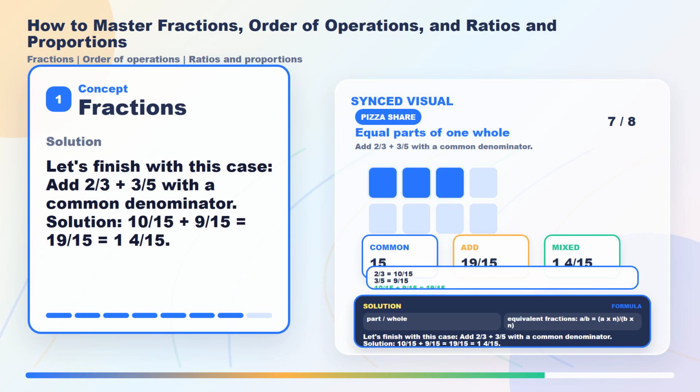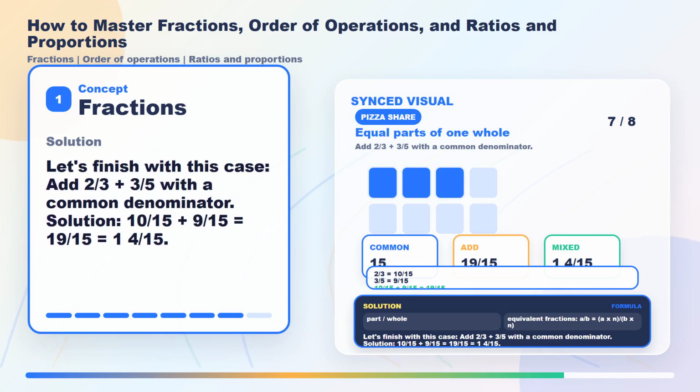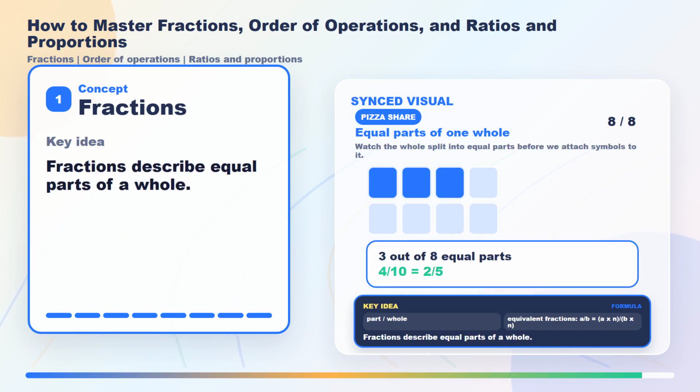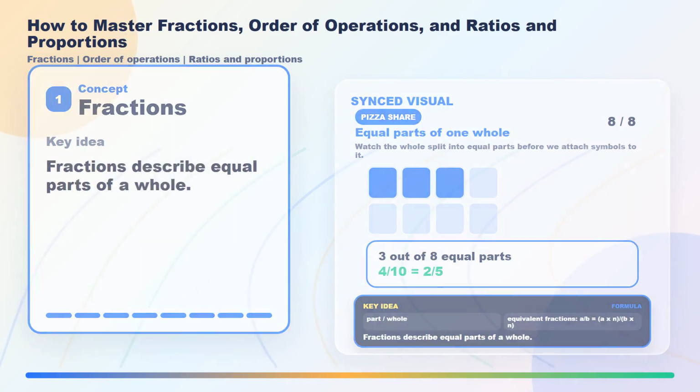Let's finish the set with this case. Add 2 over 3 plus 3 over 5 with a common denominator. The solution is 10 over 15 plus 9 over 15 equals 19 over 15, which is 1 and 4 over 15. This case checks whether you can still use the model when the numbers are less friendly. The picture tells us what the numerator and denominator mean. Fractions describe equal parts of a whole.